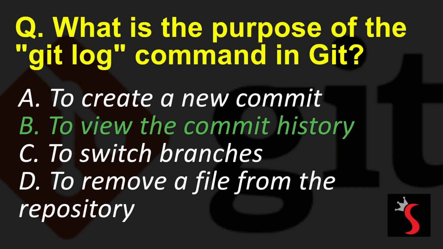And correct answer is option B. To view the commit history. The git log command displays committed snapshots. It lets you list the project history, filter it, and search for specific changes.